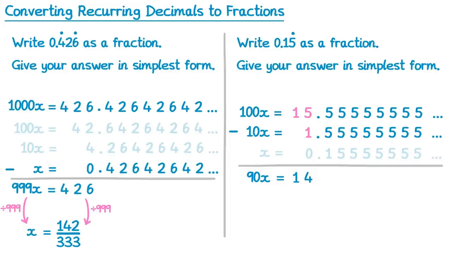So this time, rather than dividing by 99, we're just dividing by 90. So x equals 14 over 90. And again, this one can simplify. If you halve both of those numbers, you'll get 7 over 45, which is the correct answer to the question. So what was important in this question is making sure that every single digit after the decimal point lines up. If even one of them doesn't, you should carry on searching until it does.